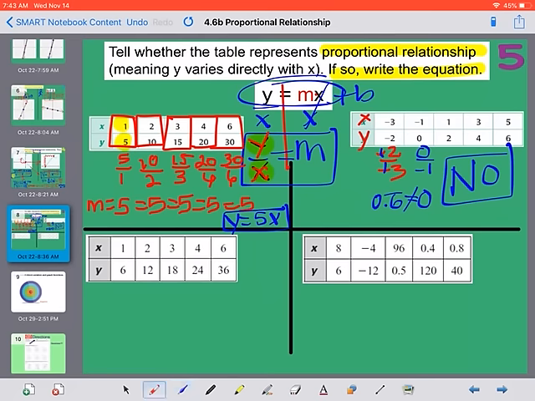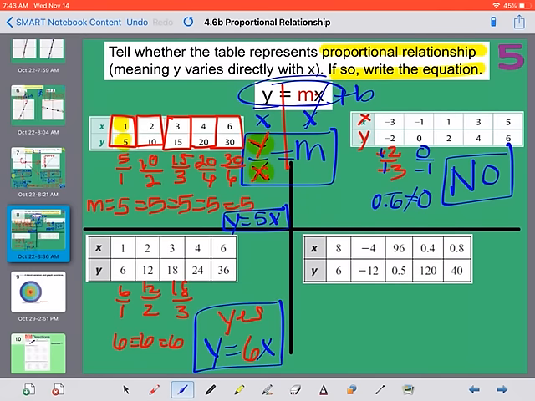So let's take a look at the next one. Taking y and dividing it by x. 6 divided by 1 is 6. Y divided by x, 12 divided by 2 is 6. 18 divided by 3 is 6. You guys see the pattern here. This one is proportional. So our equation would be y equals 6x. We're taking our equation y equals mx plus b and plugging in our slope, which is what we just found, remember?